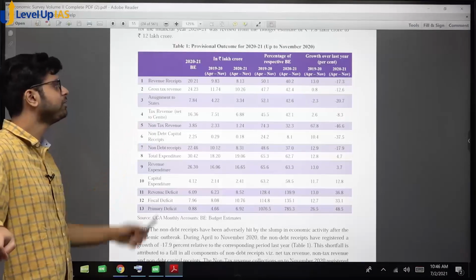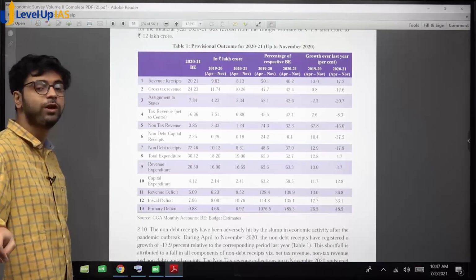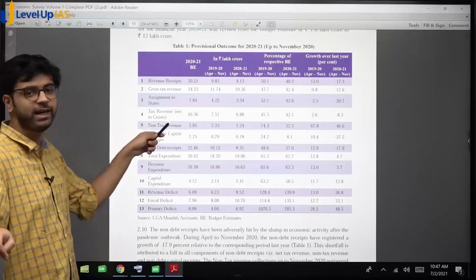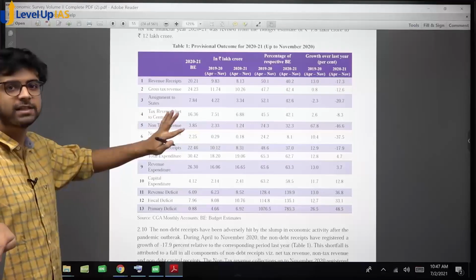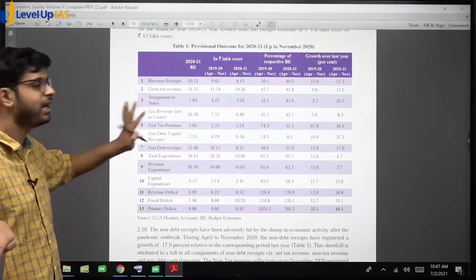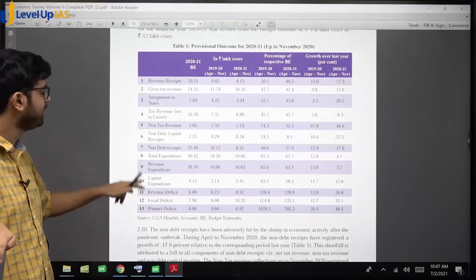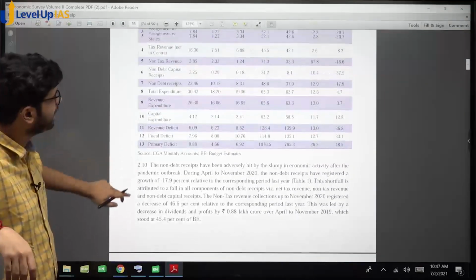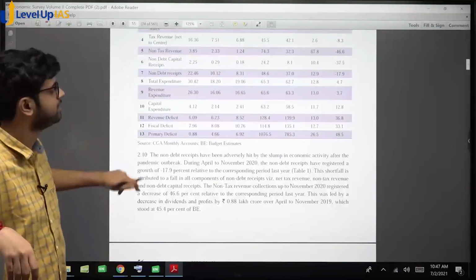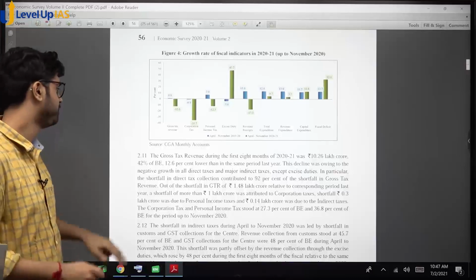What is assignment to states? Remember devolution. You devolve your tax and then net to center. Bacha kucha, net. Okay? So gross I received this much. Some percentage of it I have to give to states. Net I have this much. Non-tax revenue, non-debt creating receipts, debt receipts, total expenditure, everything is known. Okay? Very good. And you know these paragraphs that we are skipping, they only explain this table. So there is nothing new in them. Same thing is mentioned here.